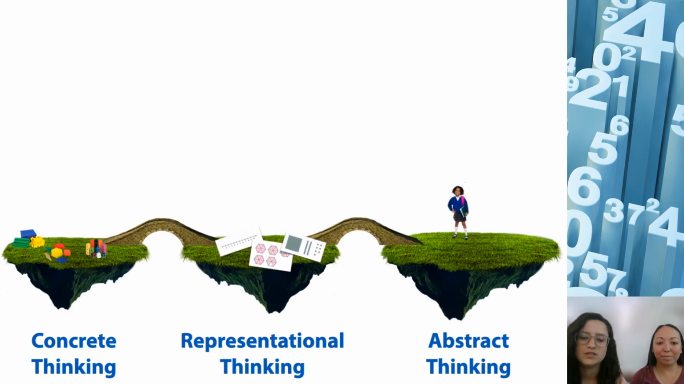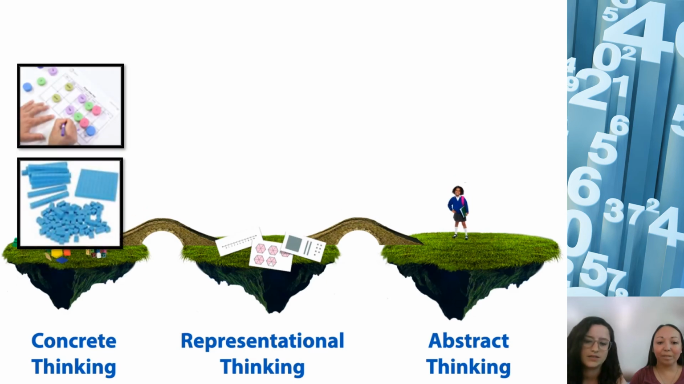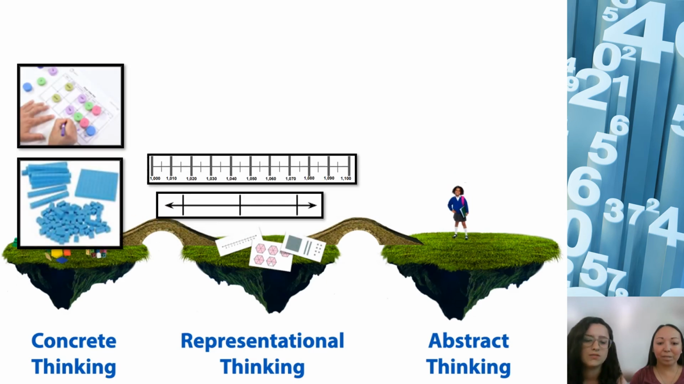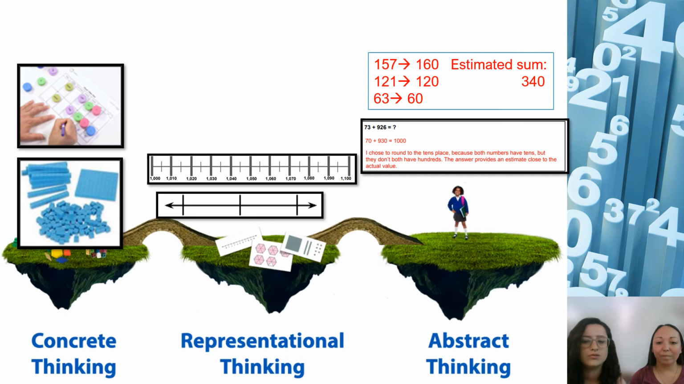Throughout this rounding unit, students will be going back and forth between the CRA. So for concrete model, you'd have base 10 blocks and place value disks. Students will move into that representational thinking using those scaled number lines and open number lines. And then finally, with the abstract thinking, they'll start to use that rounding to estimate mental calculations.